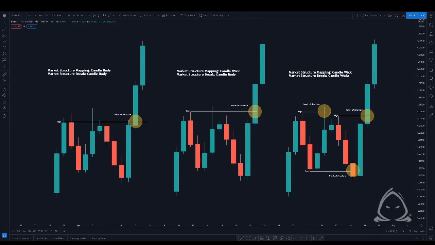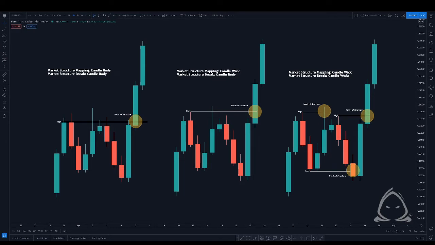One of the most interesting things about market structure and trading in general is that there are multiple ways to do the same things, and it ultimately comes down to your own personal preference and what you feel works best for you. Now, when we're looking at market structure, there are essentially 3 different types of ways to map out market structure and identify the breaks of market structure. Now let's go through the 3 different types.